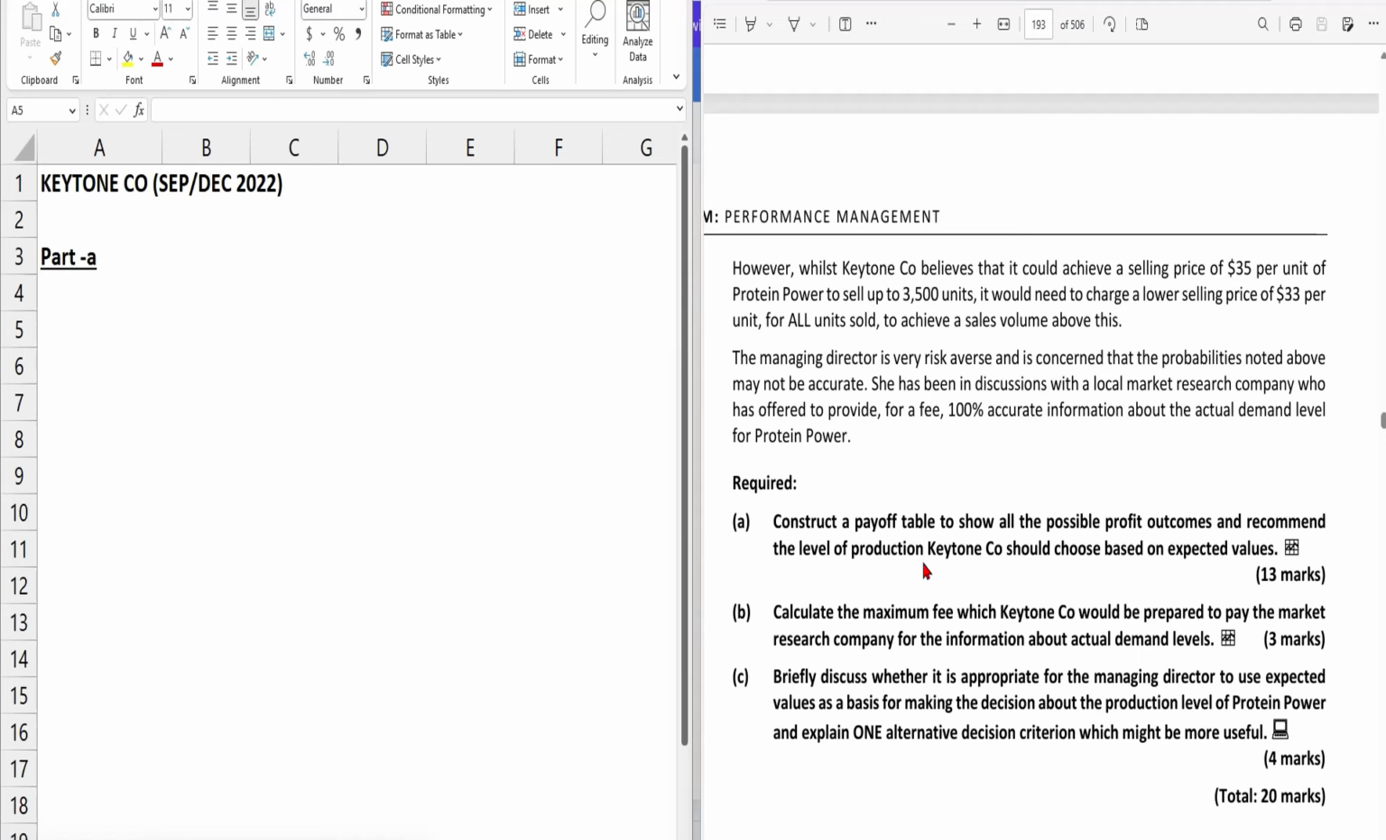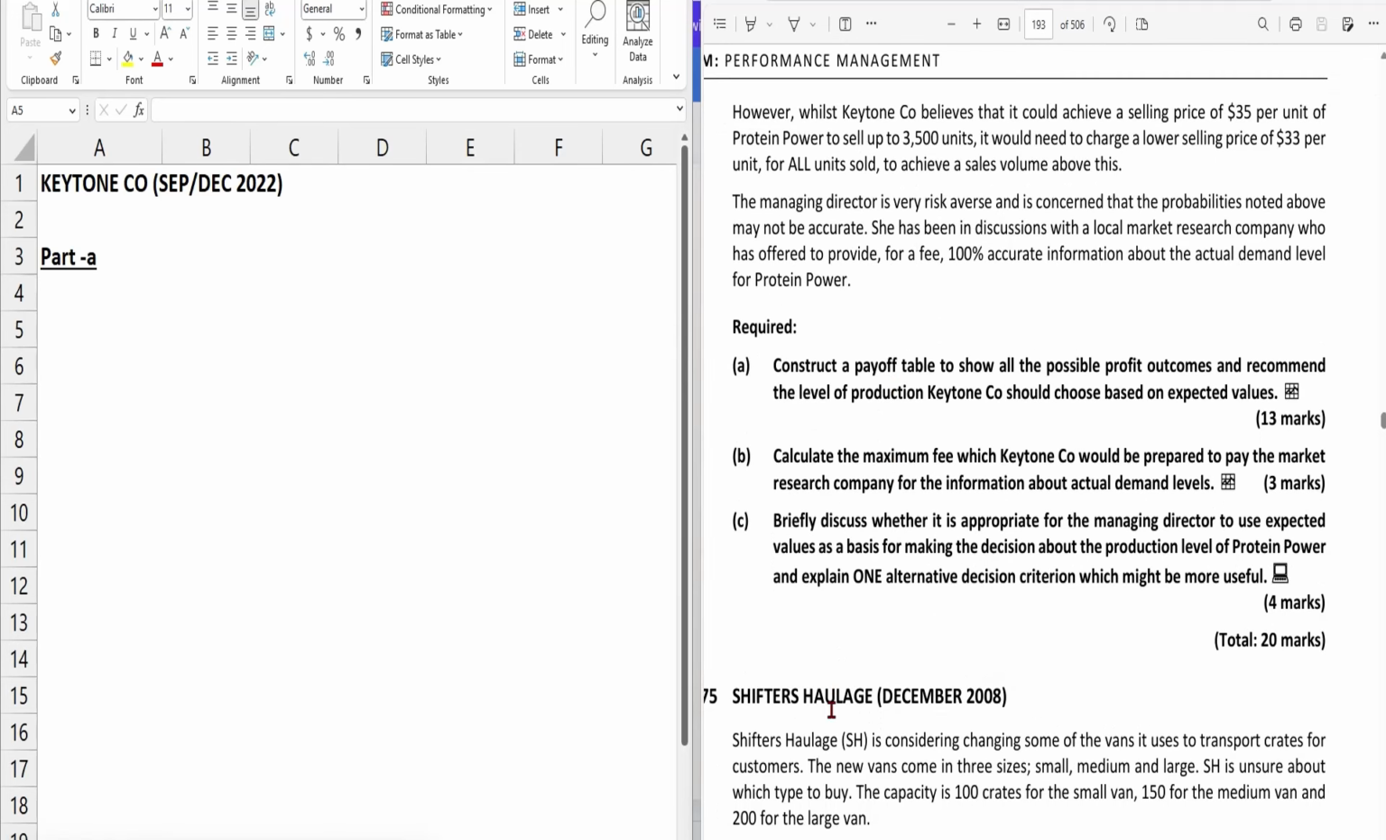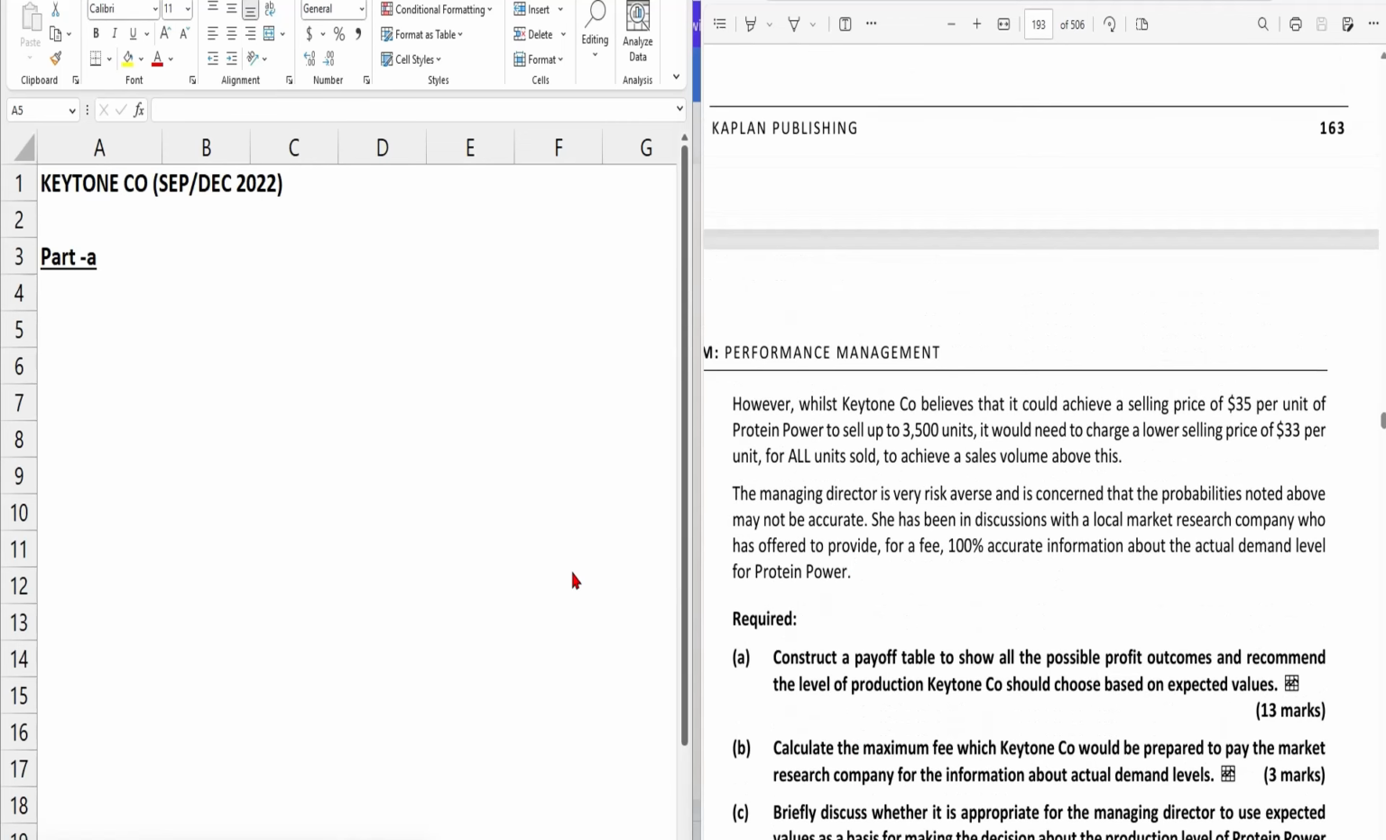Now we will construct the payoff table, but for constructing it we need a few workings. So we will first do the workings, then arrange those workings in the payoff table. This is very similar to the Shifter Haulage question which we did in the previous video. First of all, we have 2 things: one is the production and one is the demand, and the question asks us to calculate the payoff table.